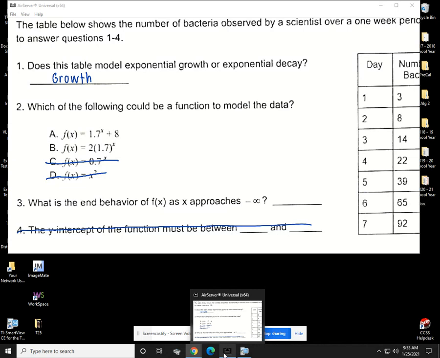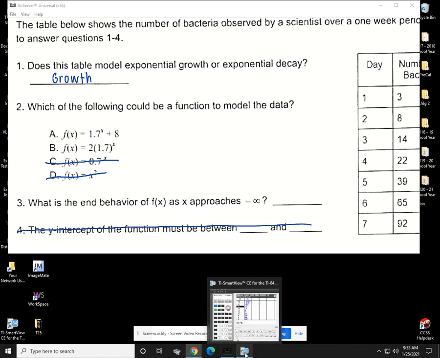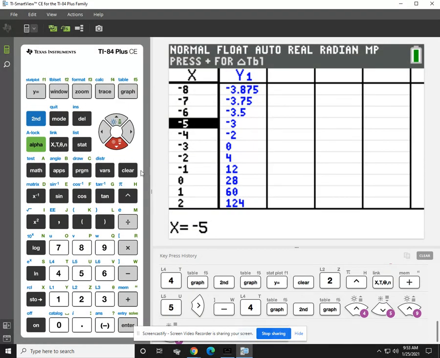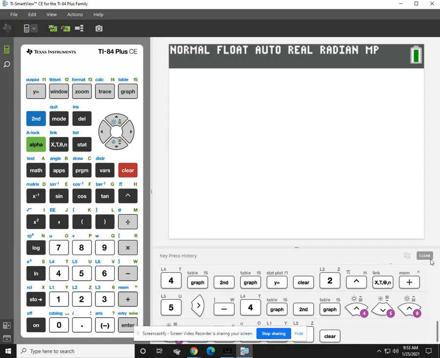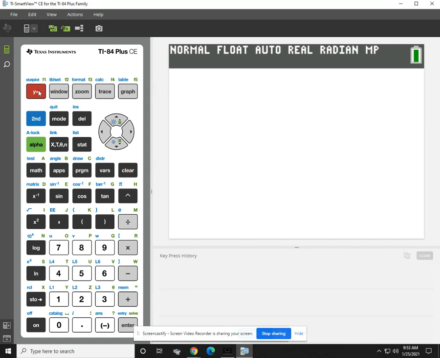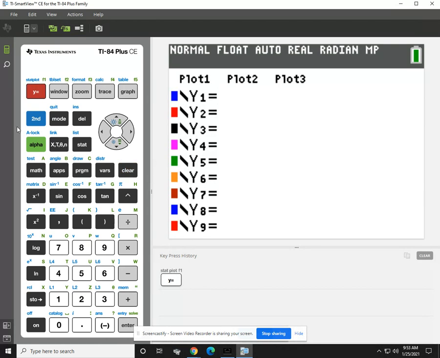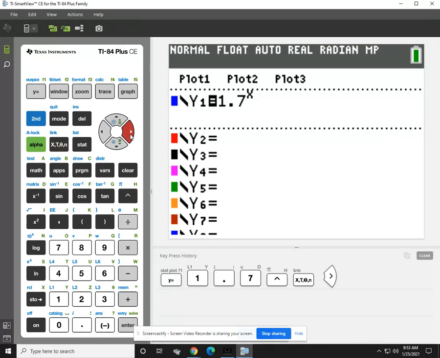Now, if you want to take an educated guess, maybe you would say one or the other. But what's really the thing that you should do here? Yeah, go to your calculator and graph them and look to see in your table which one mirrors that data the best. So let's go to our graphing calculator and see. I'm going to reset my calculator because it's been doing a bunch of stuff today already. So I'm going to go to y equals, and I'm going to enter this first one in. It's 1.7 raised to the x, and then on the outside, plus 8.